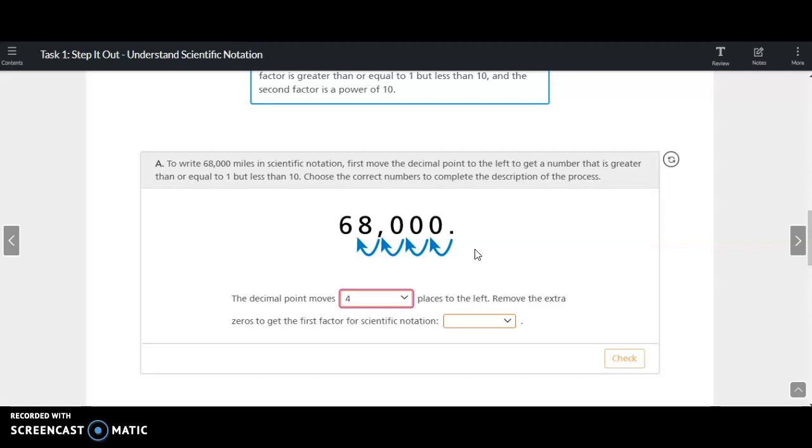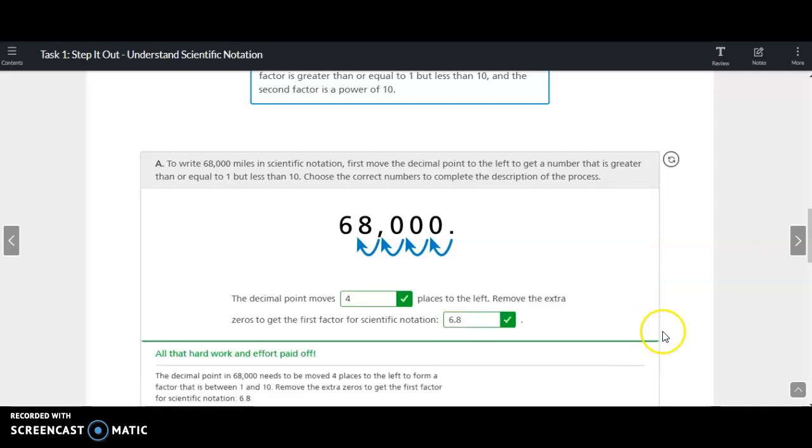If it is a different number like 1, 2, 3, 4, 5, 6, 7, 8, or 9, you still need that number in the decimal places. If it's 0 after those numbers 1 through 9, then you can drop the 0 off. So after we remove the zeros, we have the number 6.8. That is a single digit whole number with a decimal and then 8 in the decimal place.